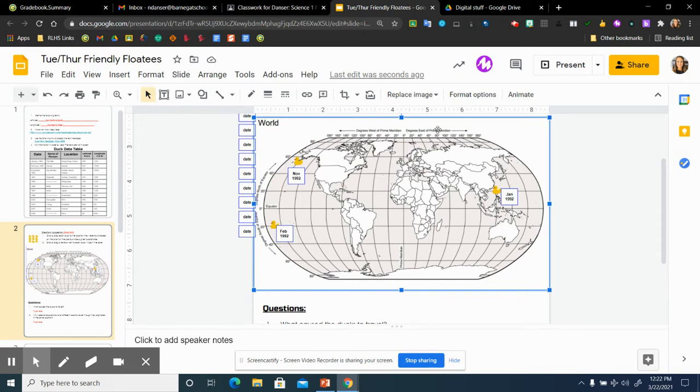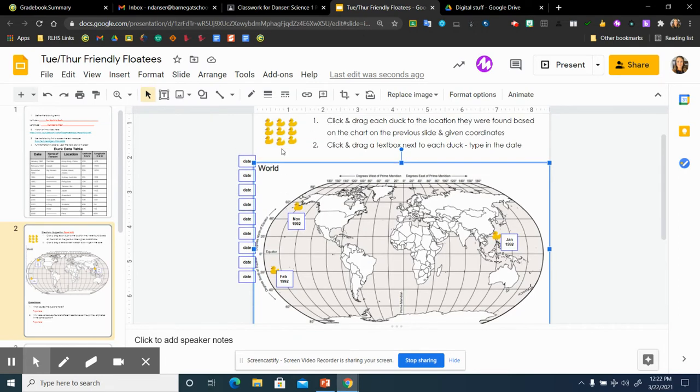So if you go up to your latitude, this is east. 120 goes here. And you're going to follow that line along the map. 120. So you're going to grab a duck. It's going to be a little bit along the east coast of Australia.